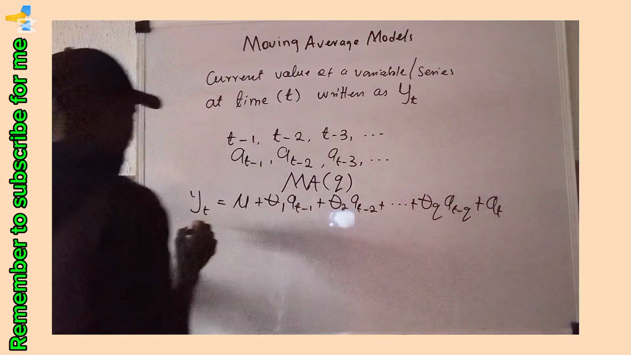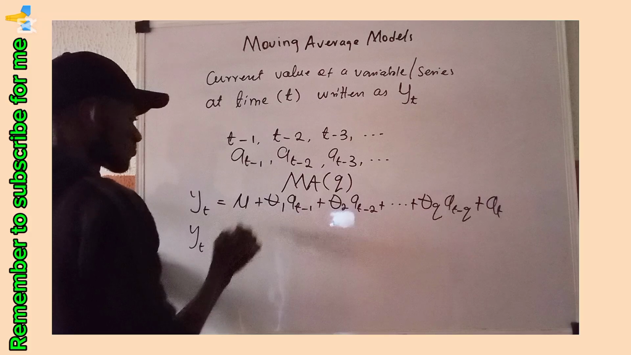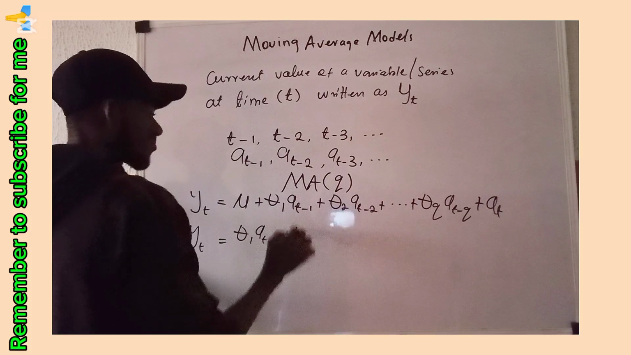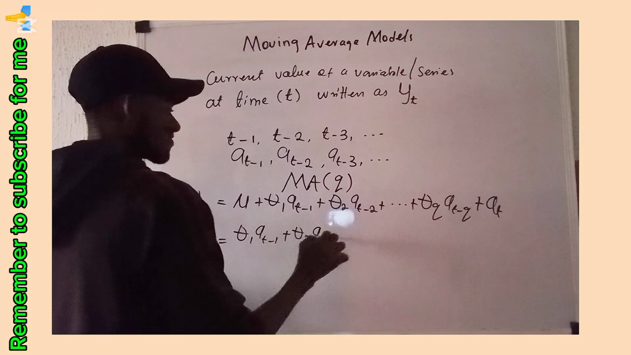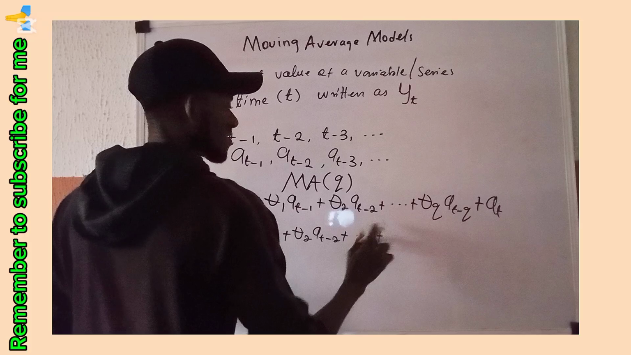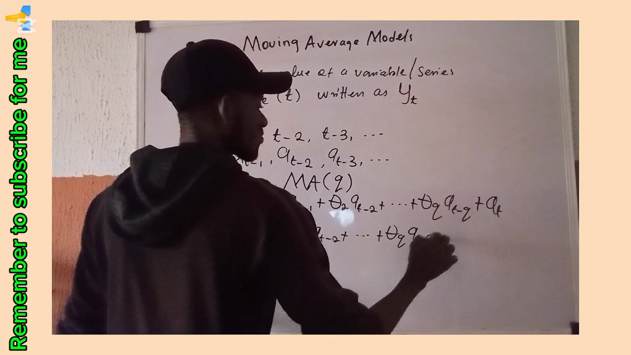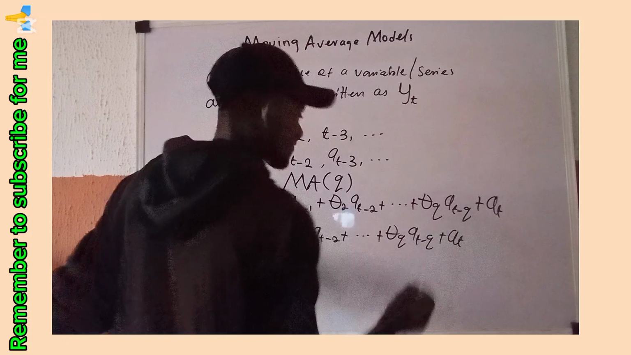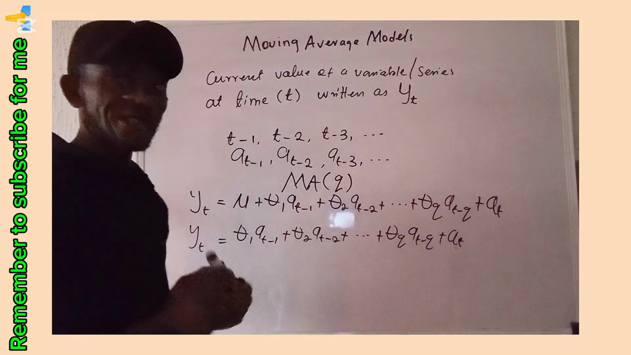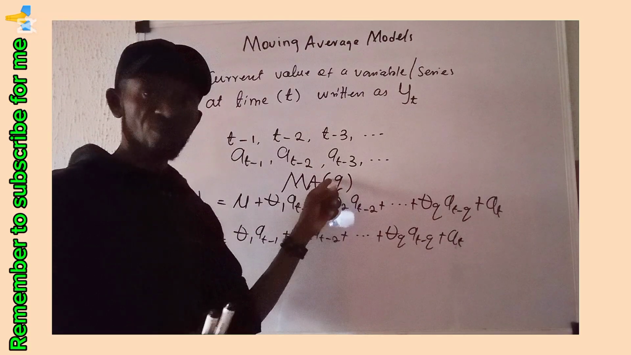Or it can be written as y of t equals, without this mu, theta 1 a of t minus 1 plus theta 2 a of t minus 2 plus theta q a of t minus q plus a of t. This is the way to write a moving average model of order q.